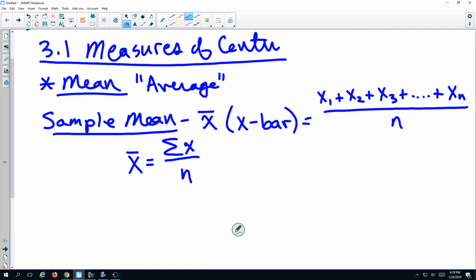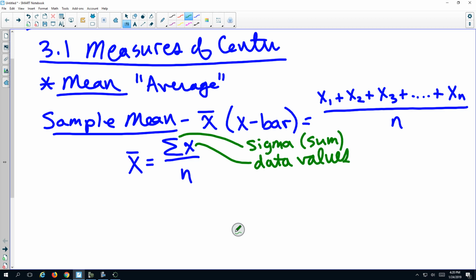So this sigma, it's a capital Greek letter. There's a lowercase sigma we're going to use too. But uppercase sigma for sum just means add all of these things. You don't have to write plus sign a bunch of times. You just say add them all up. And then the x is data values. And this n is the sample size.